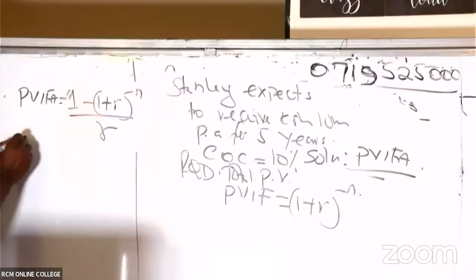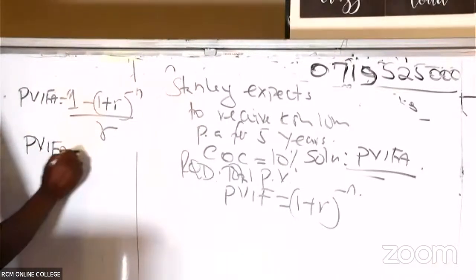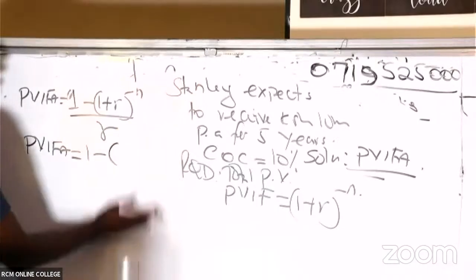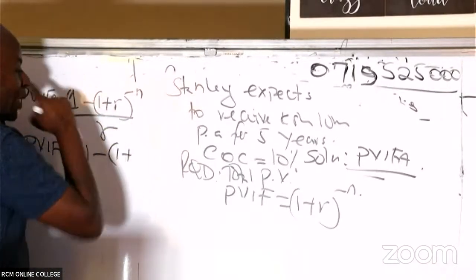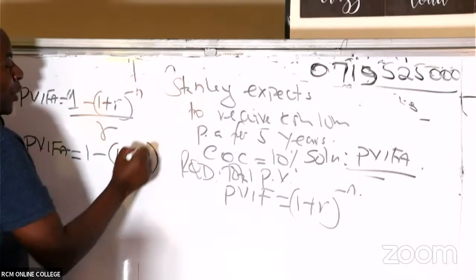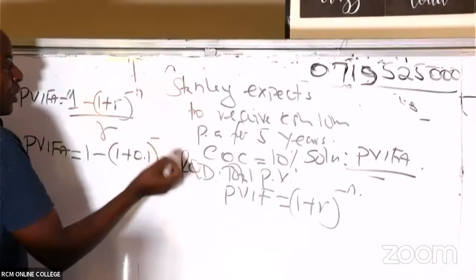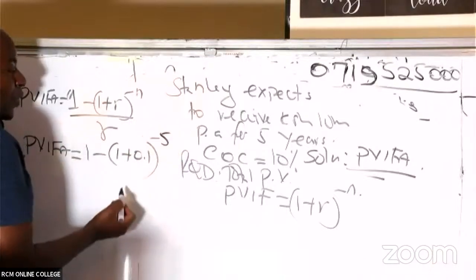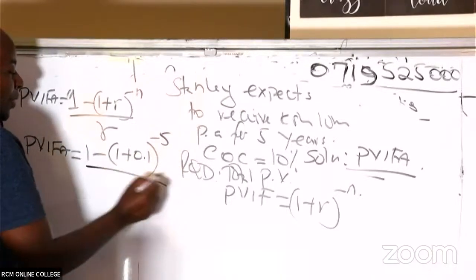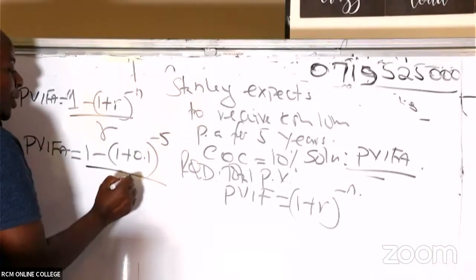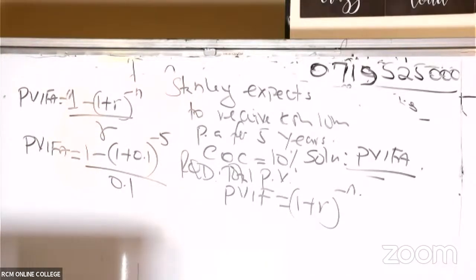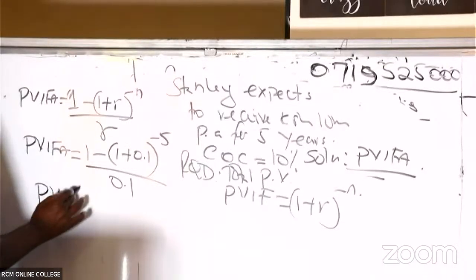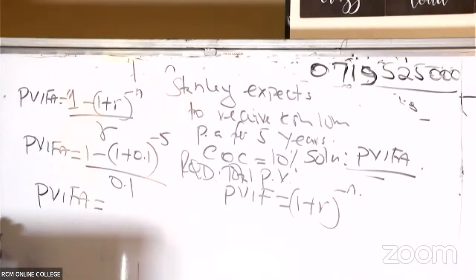So in that case, ladies and gentlemen, my PVFA here will be 1 minus 1 plus R, where our R is 10%, raised to negative N. This gentleman is receiving this 10 million every year for 5 years, the number of years. And then everything divided by R. R is 10%, and 10% is the same as 0.1. And this is how you shall do it in your calculator.